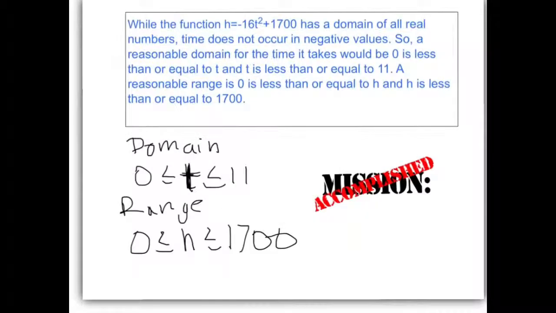This is what your graph should look like. Remember, use the positive roots because time cannot be negative. So, while the function h equals negative 16t squared plus 1,700 has a domain of all real numbers, time does not occur in negative values. So, a reasonable domain for the time would be 0 is less than or equal to t, and t is less than or equal to 11. A reasonable range is 0 is less than or equal to h, and h is less than or equal to 1,700. You did it! You accomplished it!